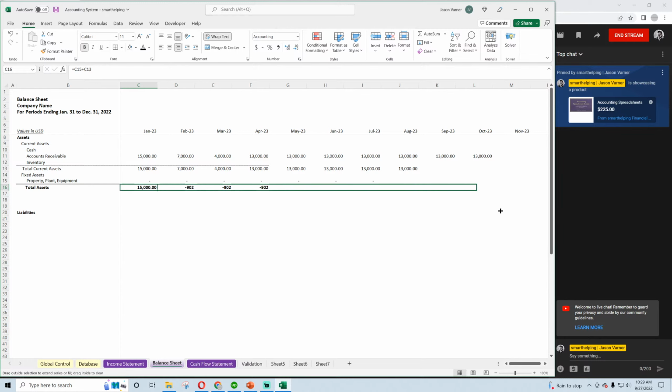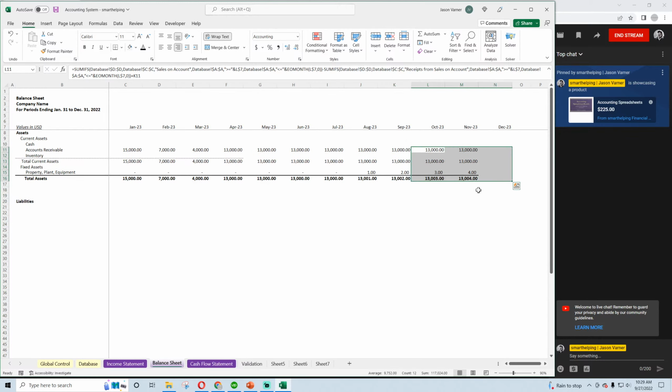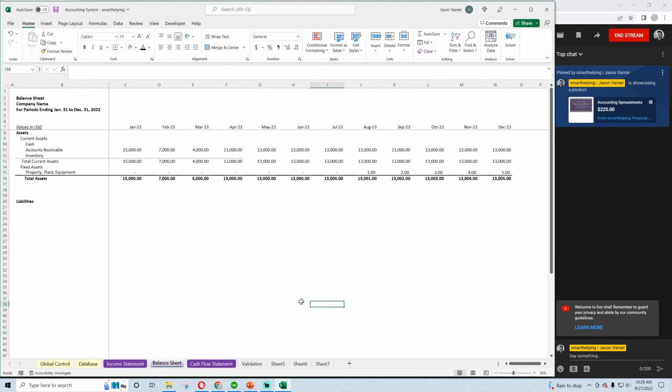So this will be our total current assets. All right, I feel good about this. This is good. Just bring this out to December. So we're pretty good on our revenue.